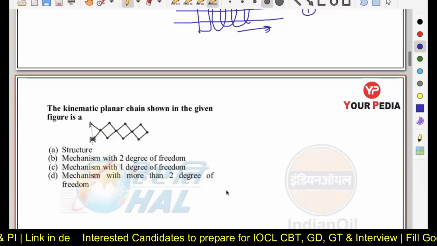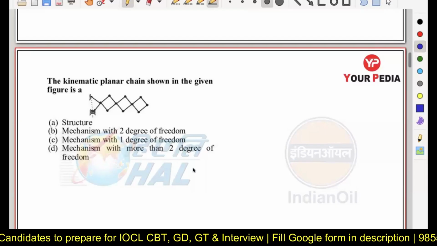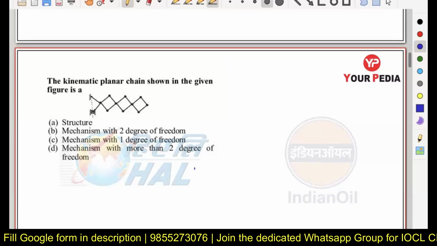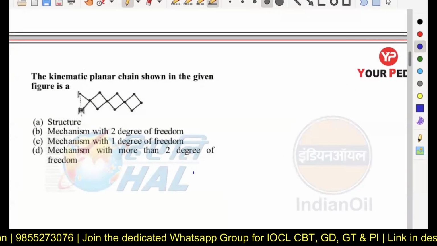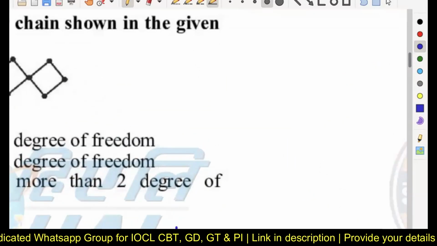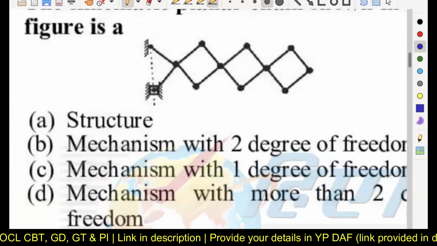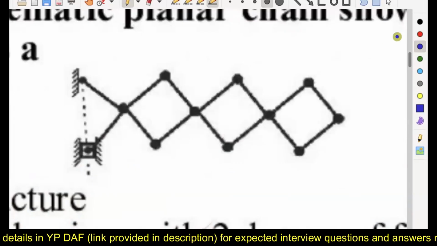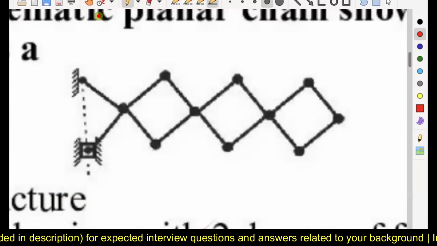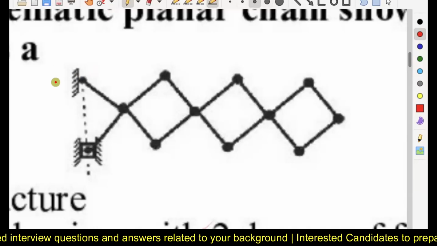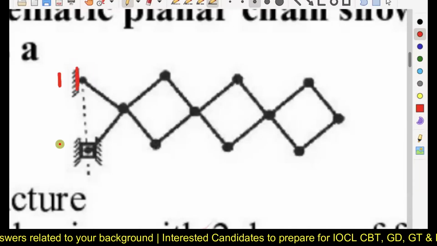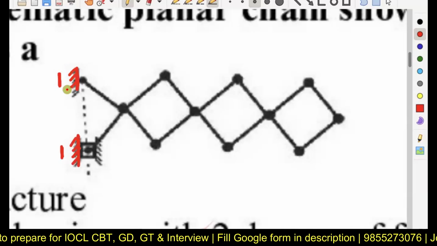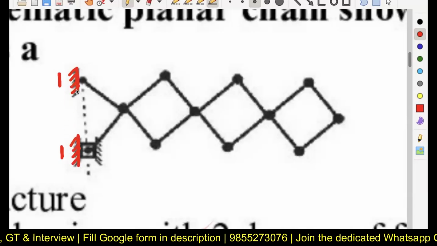Next part. The kinematic planar chain shown in this figure is a... So what kind of chain is it going to be? What kind of mechanism is it going to be? We have to find out. First, let us calculate the degree of freedom of this particular mechanism. How are we going to calculate the number of links here? This is going to be considered as link number one. This is a fixed link, so this is also link number one, because these two red ones don't have any relative motion between them.